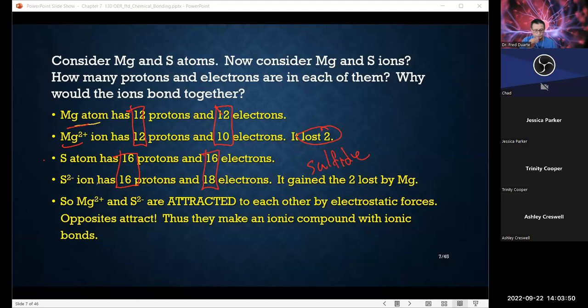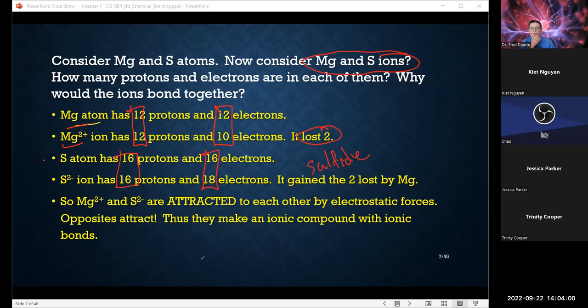Okay, so we want to put together a formula concerning the ions of magnesium and sulfur. Hello? Did somebody have a question? Yeah, you had a question? All right.